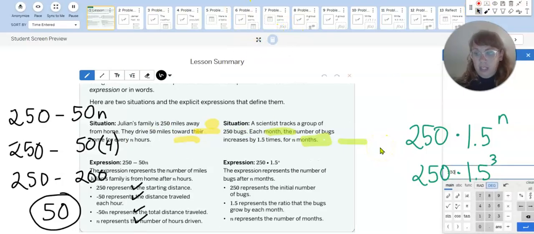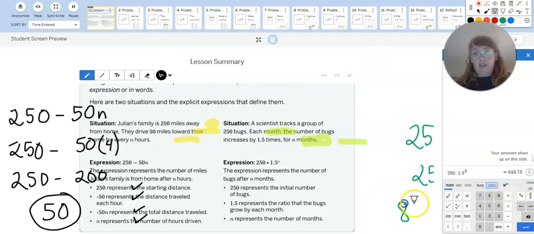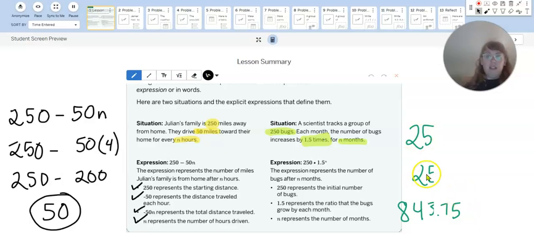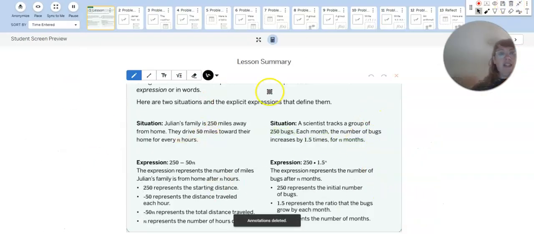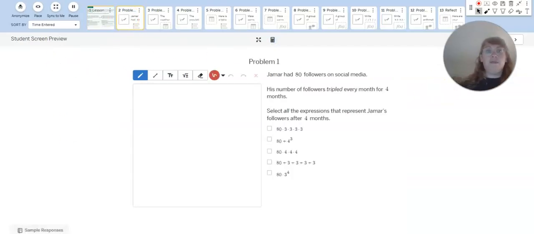which in our calculator gets us 843.75. So that's just an example of plugging in that value of 3 and seeing it went from 250 to 843. So we can see that growth. So that's the little lesson summary. We're going to do practice with this on the next slides.